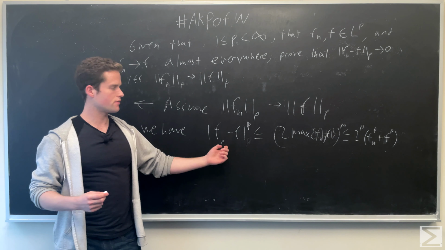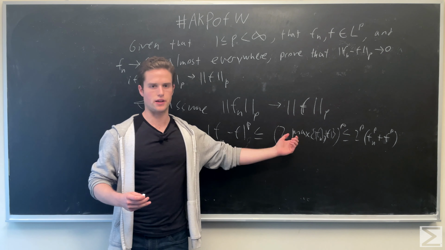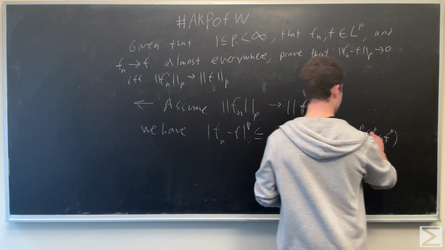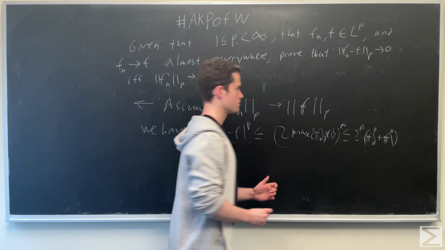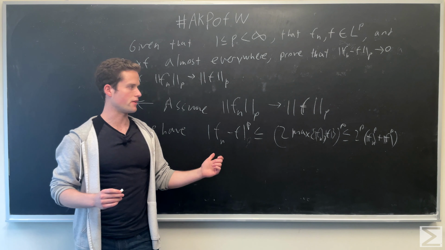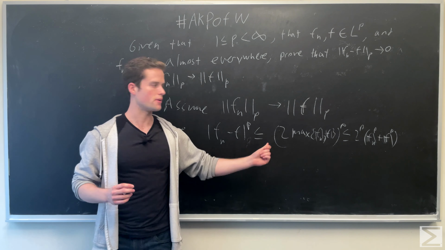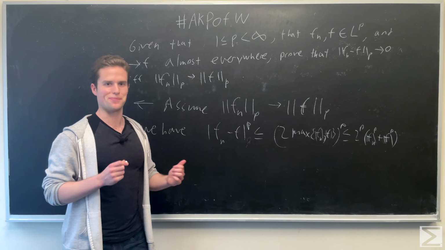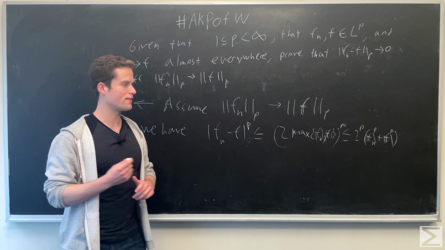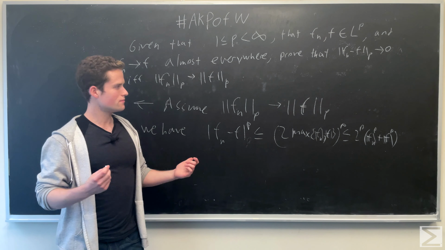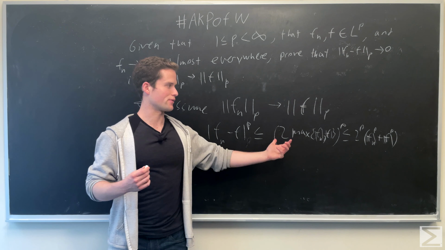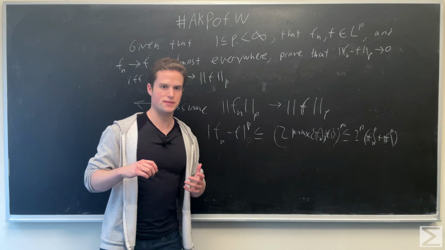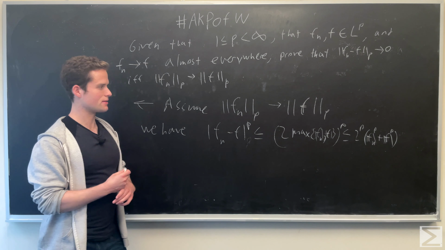So yeah, |f_n minus f| to the p is less than or equal to 2 times max of the absolute value of f_n, comma, the absolute value of f, all to the p. And this is less than or equal to 2 to the p times the absolute value of f_n to the p plus the absolute value of f to the p. These are some pretty simple bounds. It's just that the maximum of 2 elements is greater than either element, and the maximum is less than or equal to the sum of those elements.